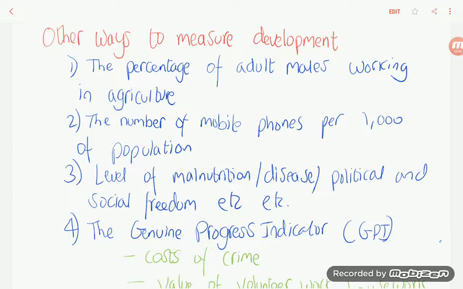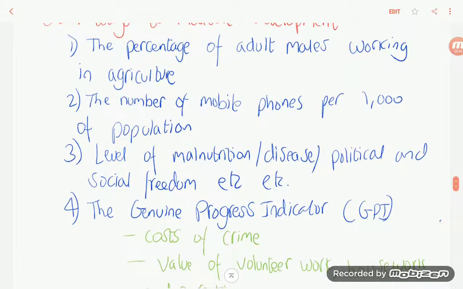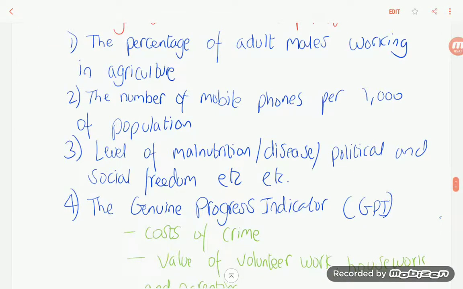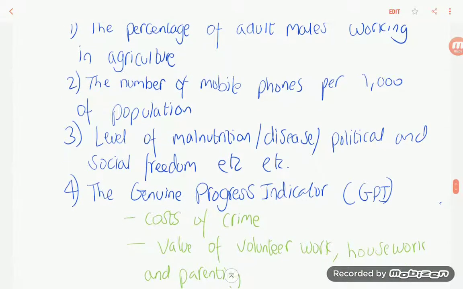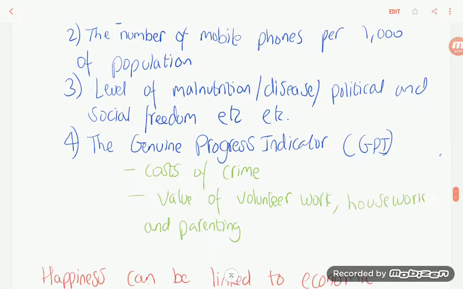Third, some other indicators to measure a country's development include level of disease, level of malnutrition, newspapers bought per thousand of the population, energy consumption, that is electricity and gas per head, levels of political and social freedom, levels of environmental impact and sustainability, and access to clean water.